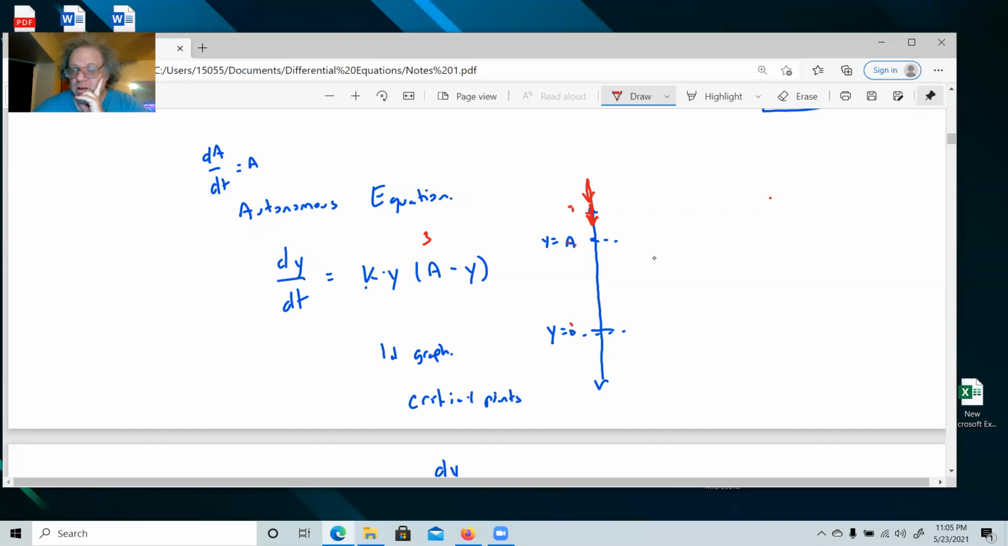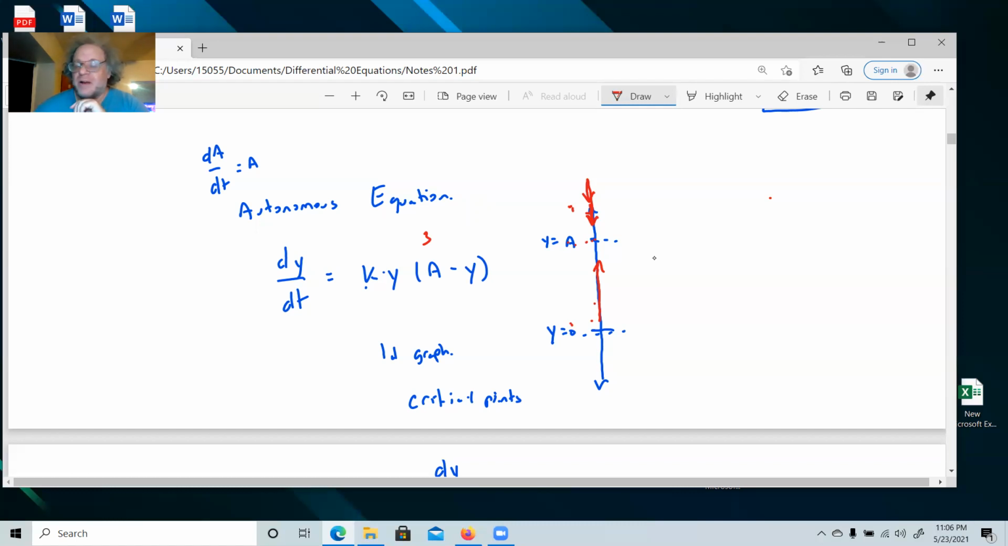It's positive. So no matter what happens here, dy by dt is going to be going up. Now remember, at y equals a, dy by dt is going to be 0. I was using a's in one example and y's in another, and I apologize. So y is between 0 and a. dy by dt is going to be 0 at this constant, but between 0 and this constant, dy by dt is going to be positive.